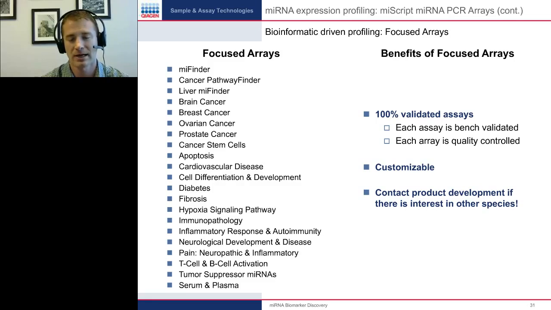Now, you may say, well, that's all well and good that you have identified these microRNAs that are the hottest areas; however, this is nothing that I'm interested in. And the good news is that these arrays are fully customizable. We can place you in contact with a content development scientist and have an array developed for your specific needs.